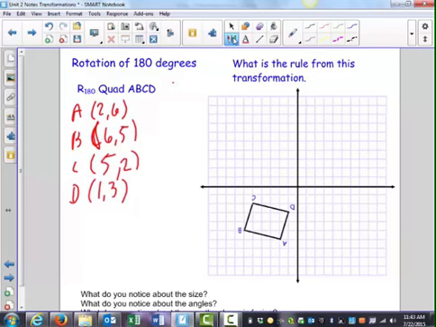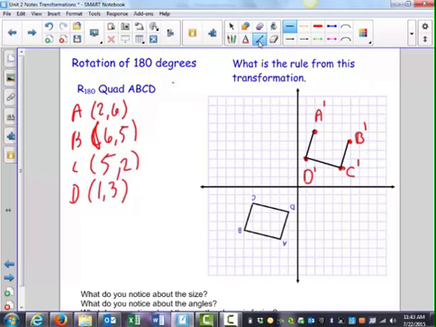So 2, 6. Alright? That would be A prime. B is 6, 5. So I go over 2, 4, 6, up 2, 3. There it is. There's 6, 5. There's B prime. And C prime is 5, 2. So I go over 5 and up 2. There's C prime. And D prime is 1, 3. So there's D prime. Alright, so then connect your dots. Now try to do it the best you can. It works if you can use a nice straight edge.